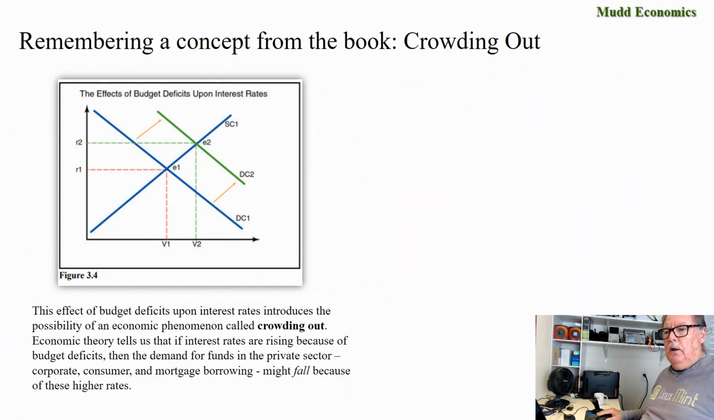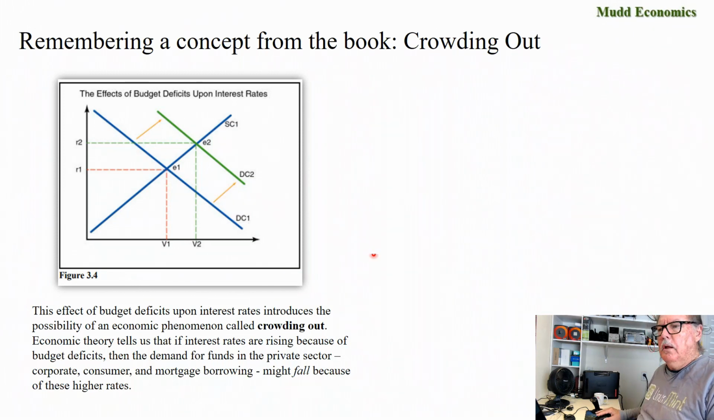We say the effect of budget deficits upon interest rates introduces the possibility of an economic phenomenon called crowding out. Economic theory tells us that if interest rates are rising because of budget deficits, then the demand for funds in the private sector, corporate, consumer, and mortgage borrowing might fall because of these higher interest rates. So that was discussed in the book, but was not discussed in the lecture because I knew I was going to discuss it at this point.